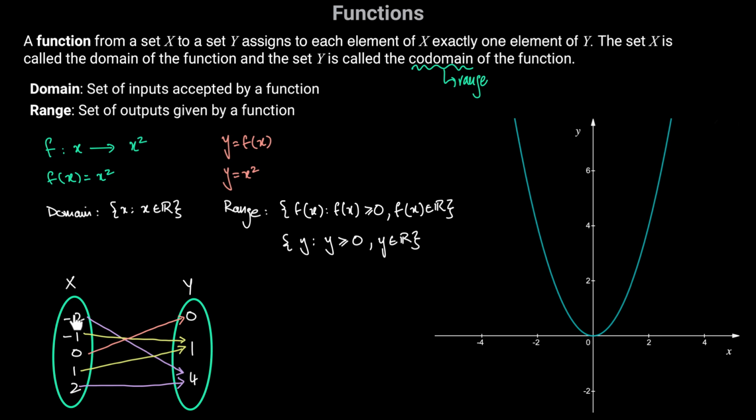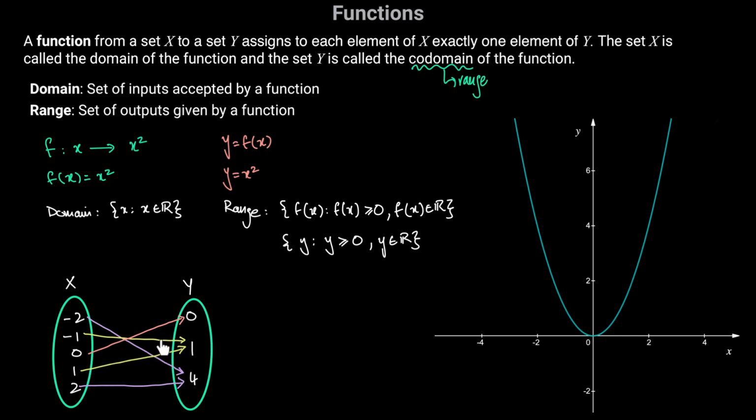So for example, when x is equal to -2, we get exactly one output, that is y is equal to 4, or f of x is equal to 4. Similarly, when x is equal to 0, y is equal to 0, and so on. But what we also notice over here is that x is equal to -2 and x is equal to 2 are giving us the same output, that is y is equal to 4. In other words, -2, the whole thing squared is 4, and 2 squared is also equal to 4. Similarly, when x is equal to -1, the output is equal to 1, or when x is equal to 1, the output is also equal to 1.